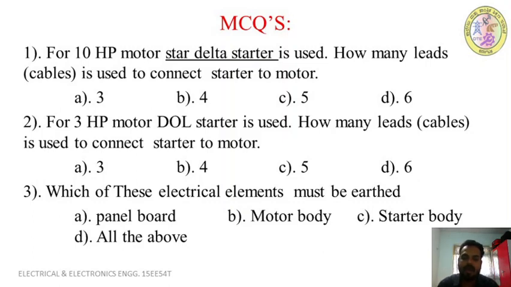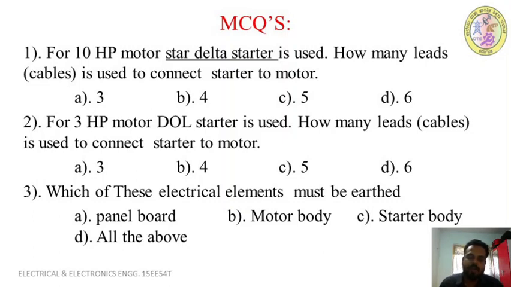So here you have a 10 HP motor and you are using a star delta starter. How many cables or wires are required to connect the starter to the motor terminals? Here you are using a star delta starter. Okay, so the answer is D, 6 cables. As we have discussed, 6 wires are required to connect the star delta starter to the motor terminals.